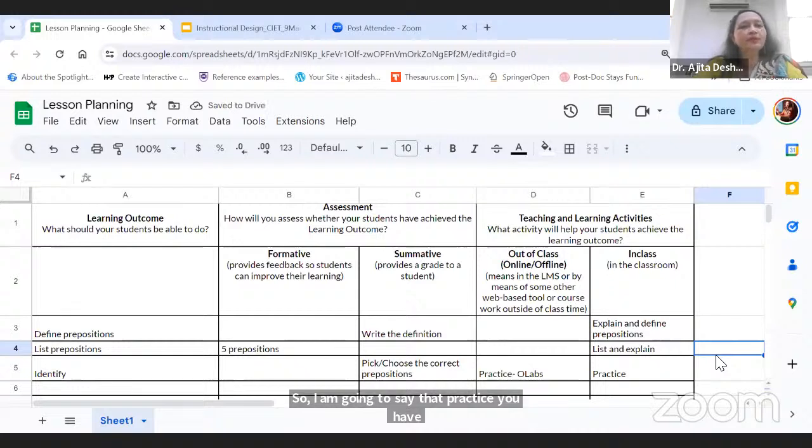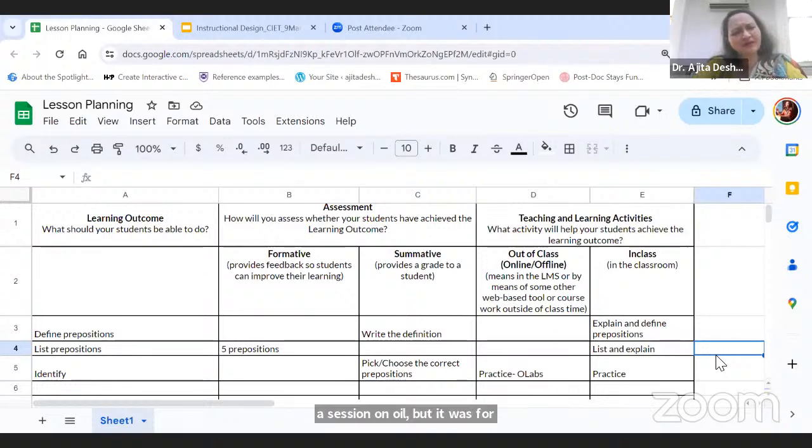Okay, now you might think OLabs. I think there was a session on OLabs, right? And it was for science. So you might think about how we are going to use OLabs, and I'll show the OLabs part. But if this is going to help students learn better, it has to go out of class. I mean, it has to be an out of class activity. Why? Because only then will it be differentiated, what you can call personalized learning, where each one progresses according to what the learning is.